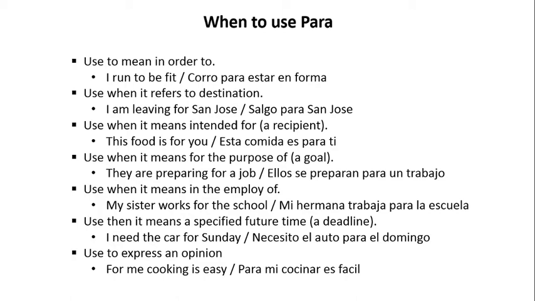These are the rules on when to use para. Use to mean in order to. For example, I run to be fit. Corro para estar en forma. Use when it refers to destination. I am leaving for San Jose. Salgo para San Jose. Use when it means intended for, as, for example, a recipient. This food is for you. Esta comida es para ti.